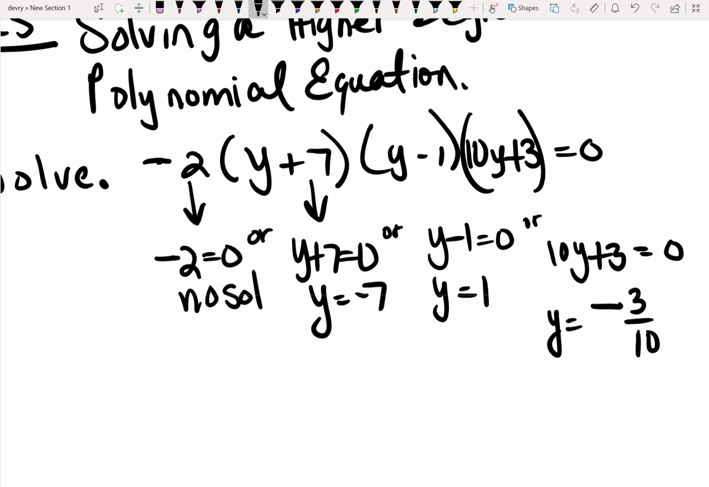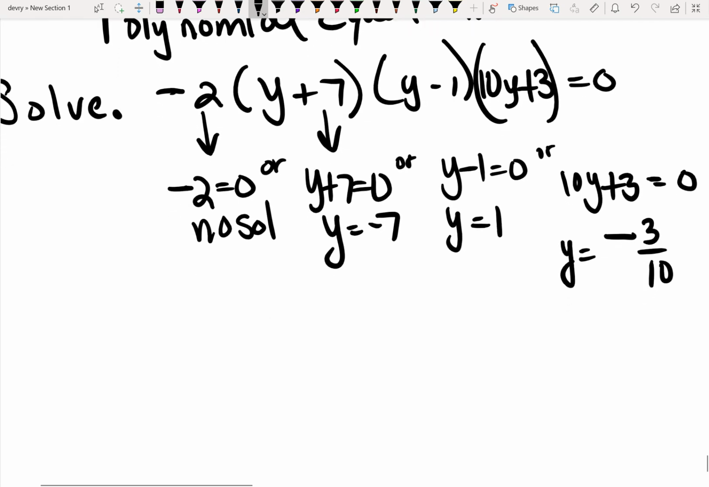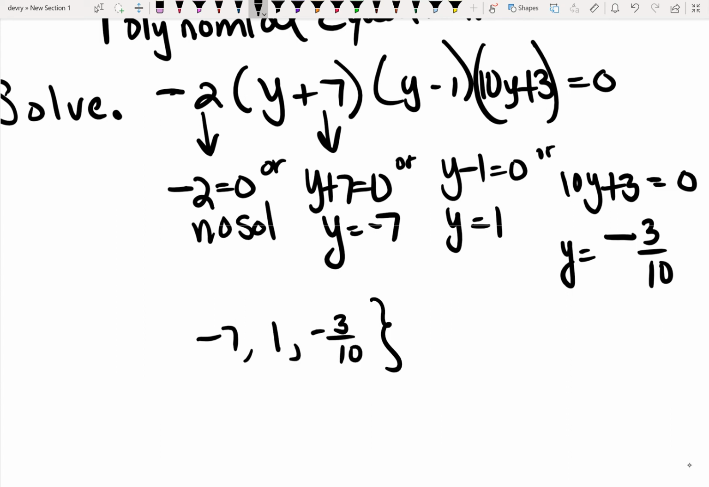So when we talk about these solutions, we can always check them by plugging them in. And we end up with -7, +1, and -3/10, and these three are our solution set. So it's not that bad.